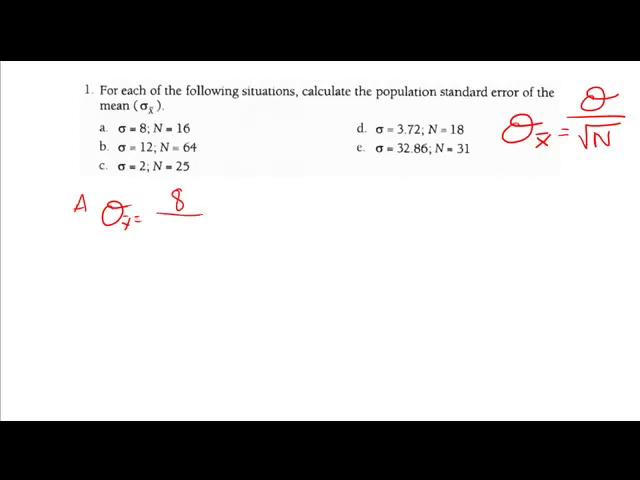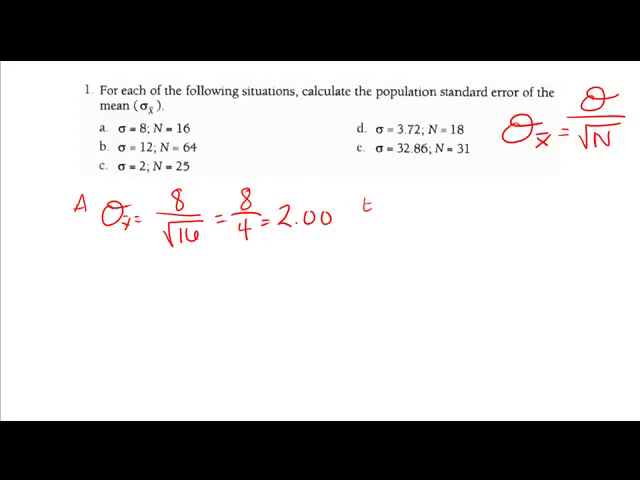Eight divided by the square root of 16. The square root of 16 is 4. 4 times 4 is 16. So 8 divided by 4 equals 2. Okay? And it really is that simple. The trick here is to make sure that you are remembering to take the square root of the denominator.